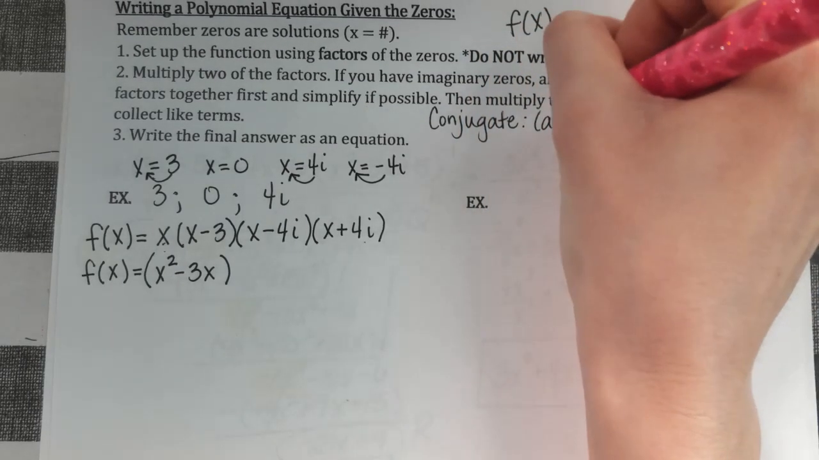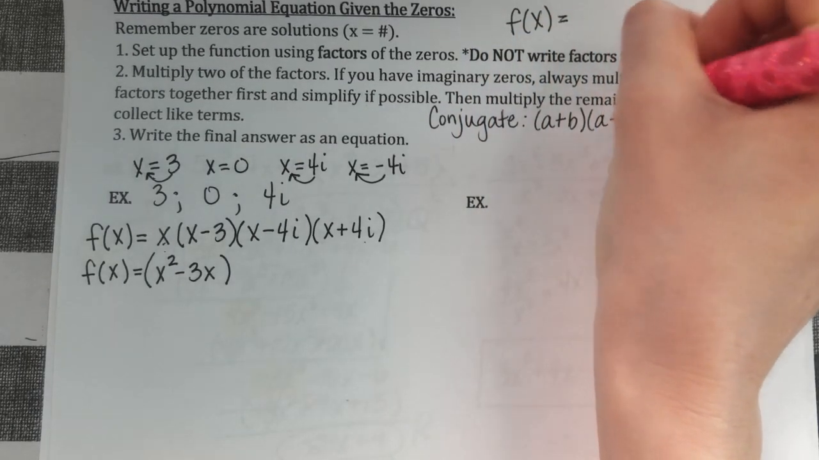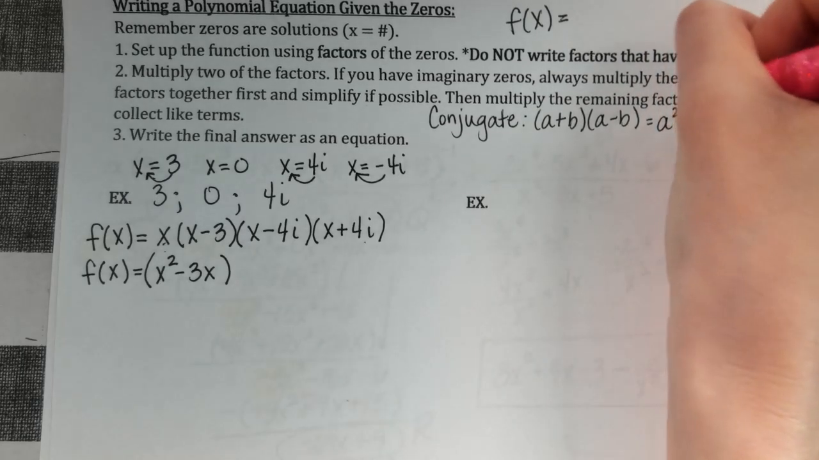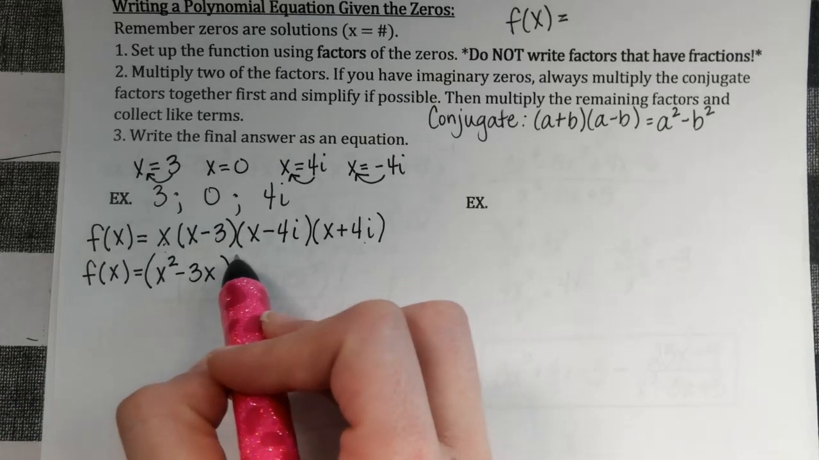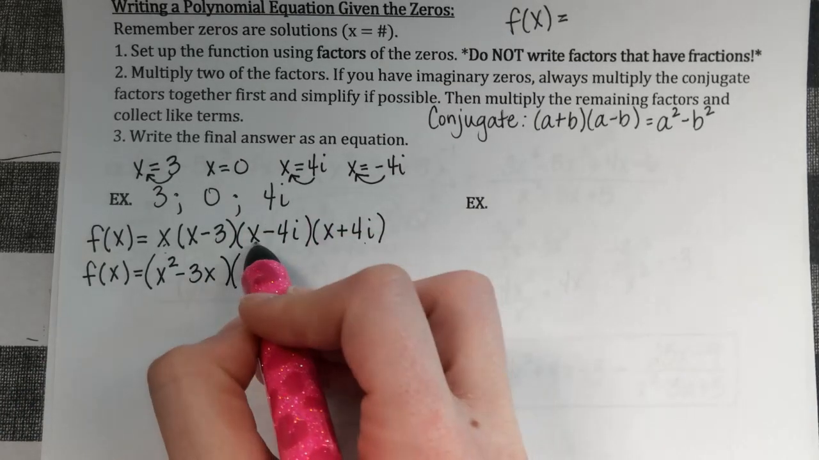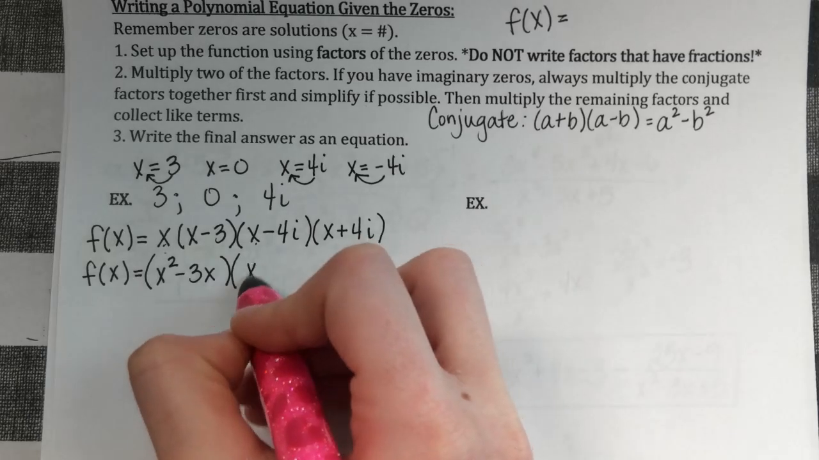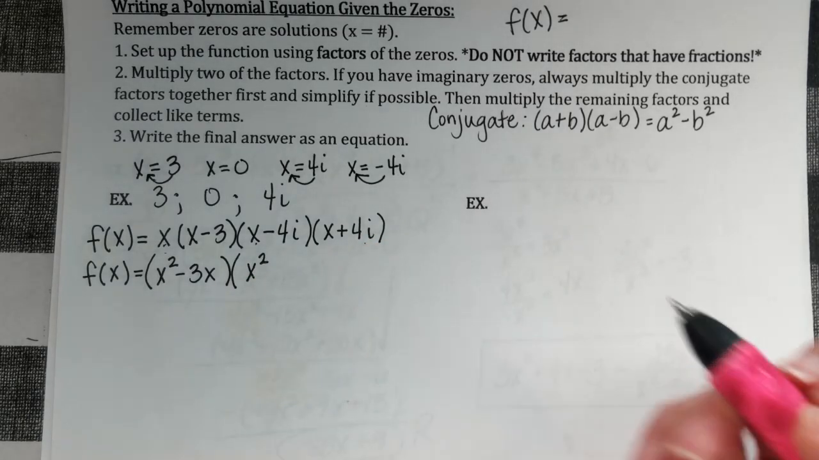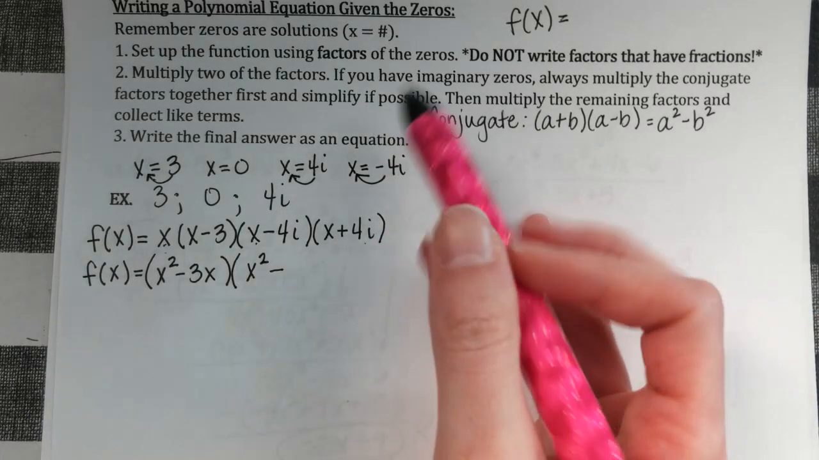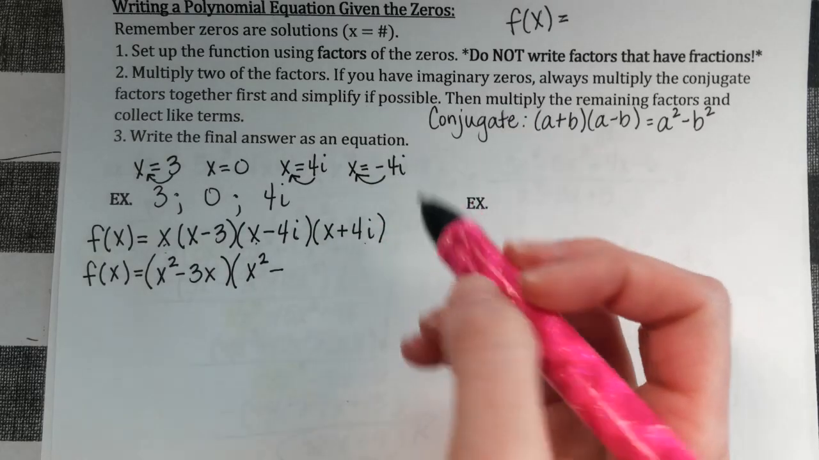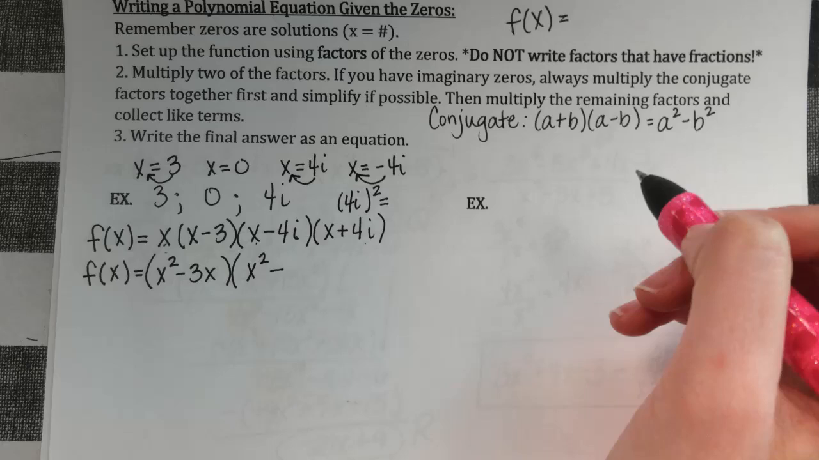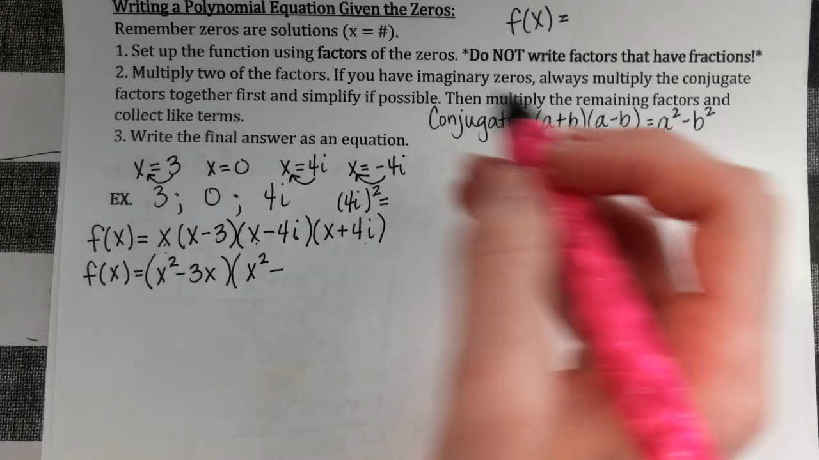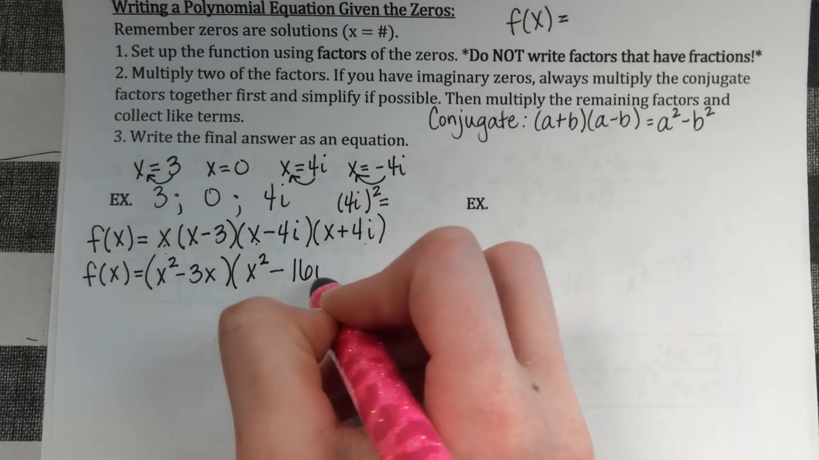If I have a plus b times a minus b, a squared minus b squared. So that's the first term squared minus my second term squared. We've done this. Okay, so in parentheses, my first term is x, so x squared is x squared. Minus, I take a 4i and I'm squaring it. That does not give me 4i squared. That gives me 16i squared.